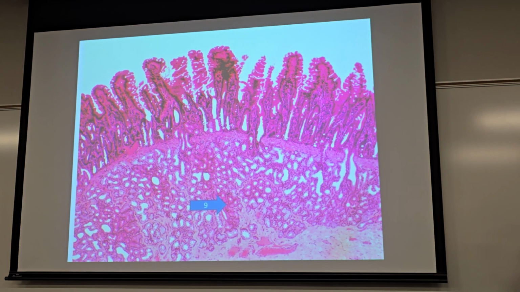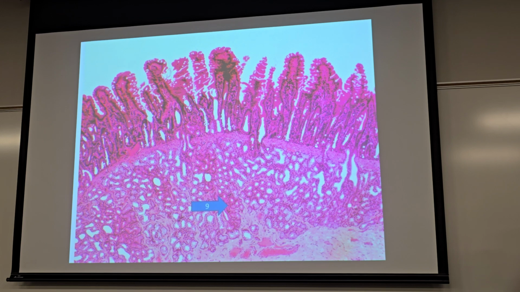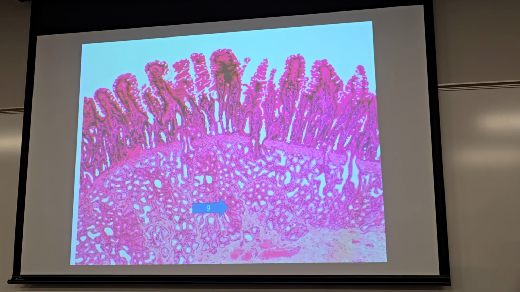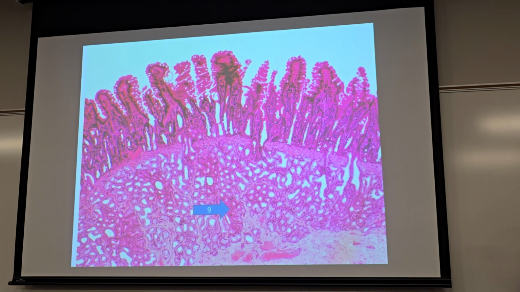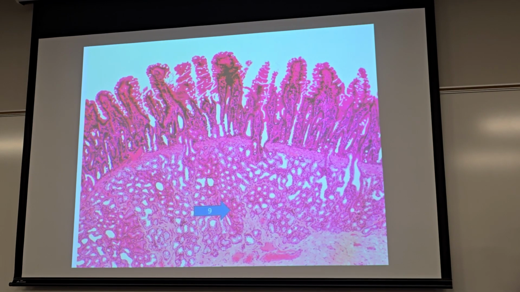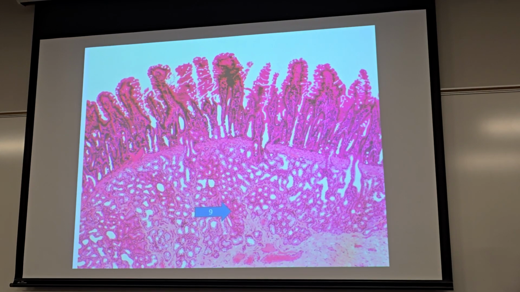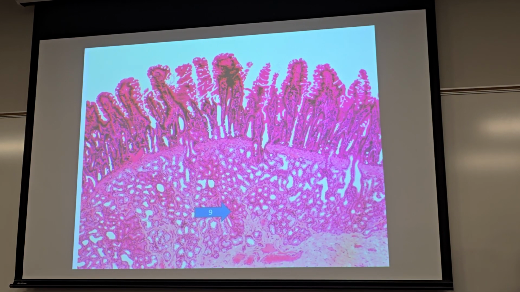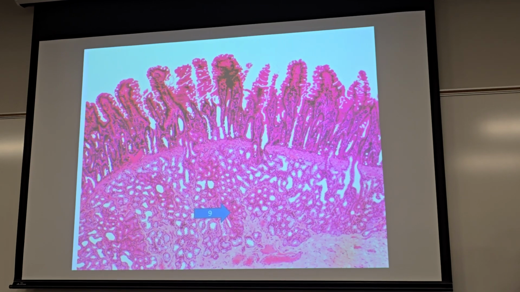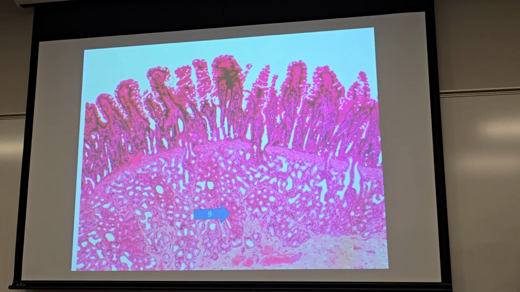Okay. Next one. Small intestines. Alright. Identify this slide. Okay, the duodenum. So what gland is in the duodenum? Brunner's gland. Okay.